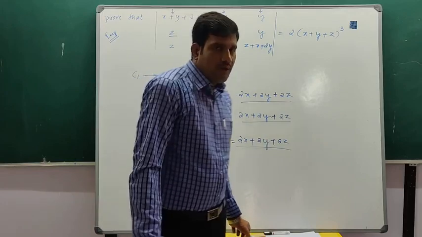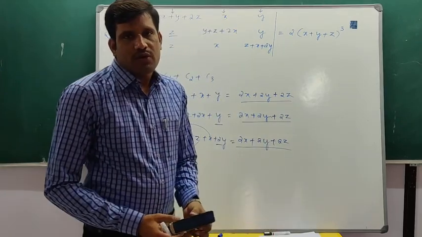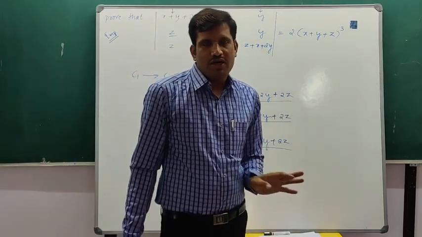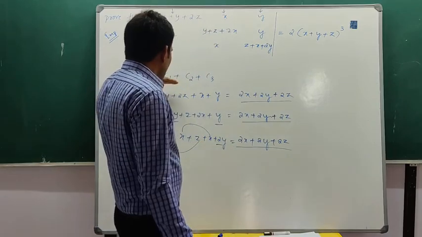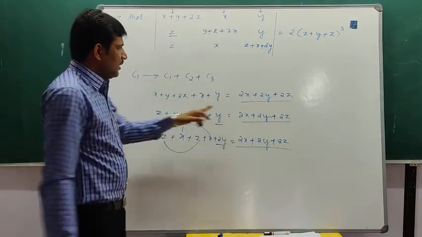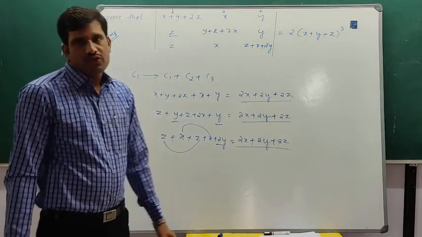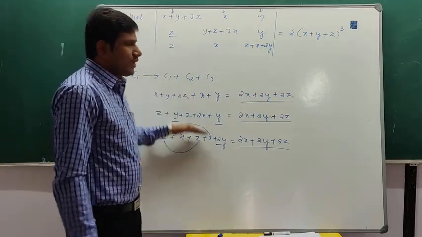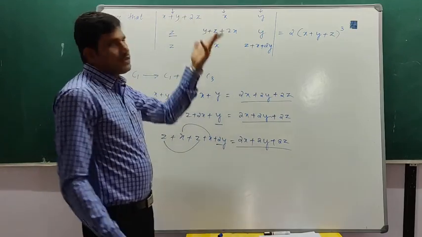So in this problem, when we do R1 changes to R1 plus R2 plus R3, we are not getting the same element. But when we perform C1 changes to C1 plus C2 plus C3, we are getting the same element, that is 2x plus 2y plus 2z. This work you can do in rough work, or directly by inspection also you can do.